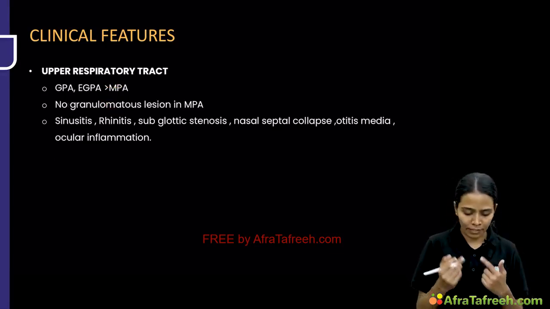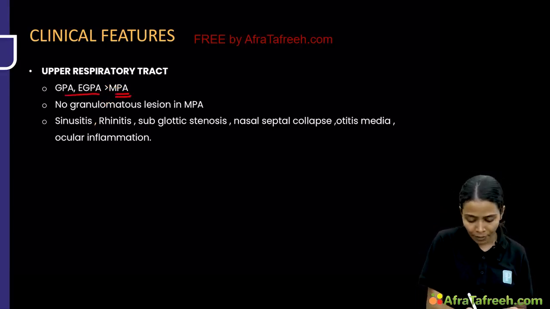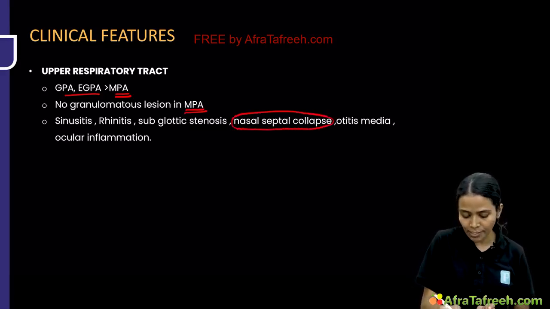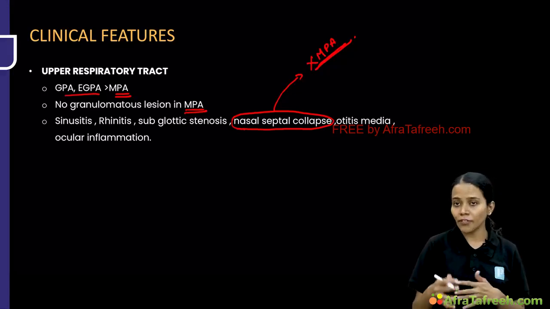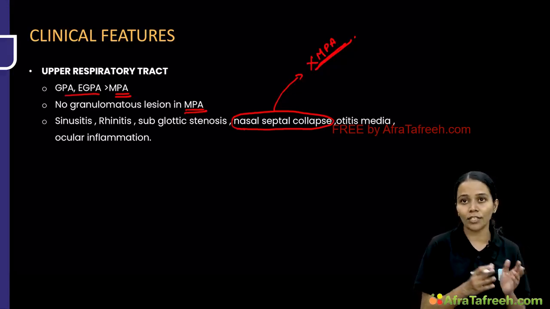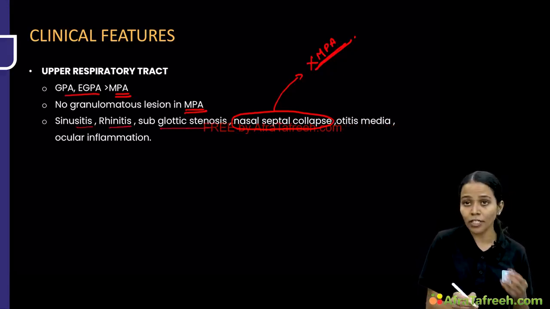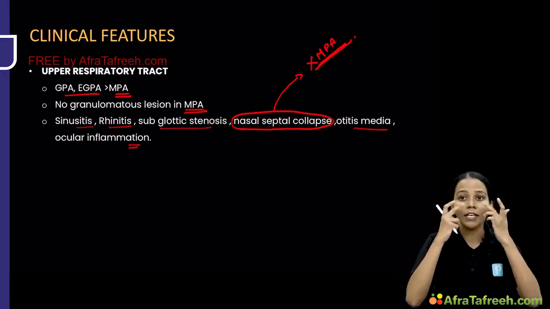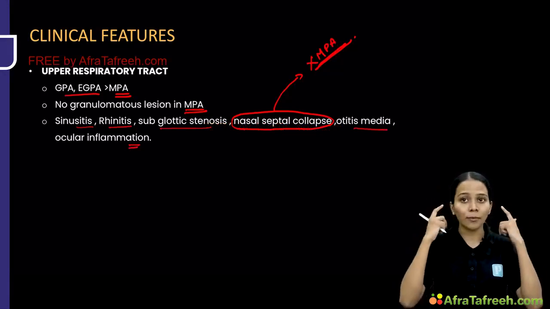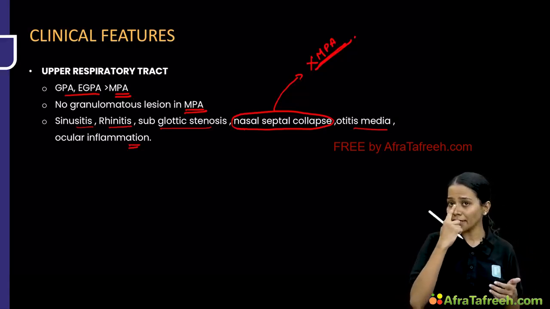Next, coming to the upper respiratory tract, we know GPA and EGPA cause it more than MPA. In MPA, you generally don't see granulomatous lesion. So only if granulomatous lesion is there, you can see nasal septal collapse. So nasal septal collapse cannot be seen in MPA. Okay. So other features that you can see in vasculitis with upper respiratory tract involvement are sinusitis, rhinitis, subglottic stenosis, otitis media, ocular inflammation. See, it is inflammation everywhere. It can be sinusitis, it can be rhinitis, it can be ocular inflammation, otitis media. In the vocal cord, it can be subglottic stenosis. There can be nasal septal collapse.